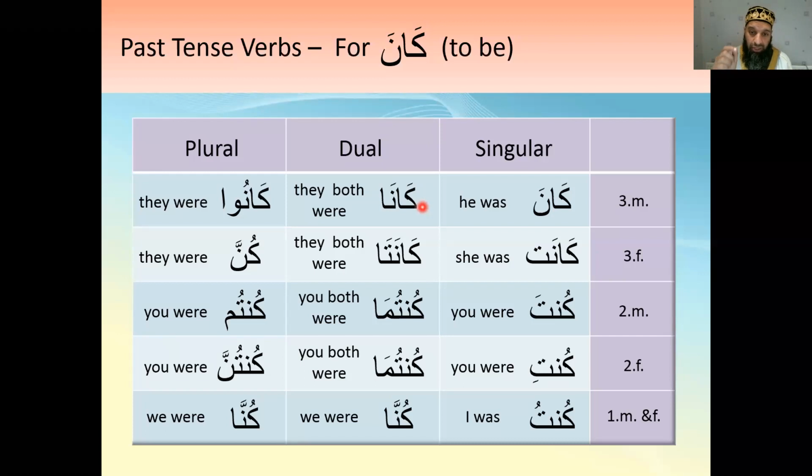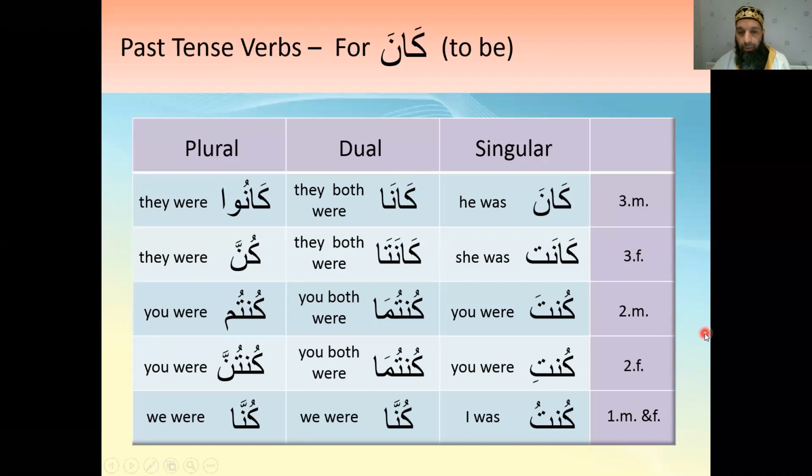But each weak verb will have its own table. Some may fit in. I think wajada fits in all of it. Wajada, wajada, wajadu, wajadat, wajadata, wajadna. That all fits, but adjustments may be needed in the present table for that one.